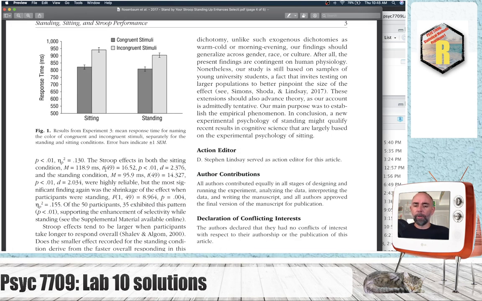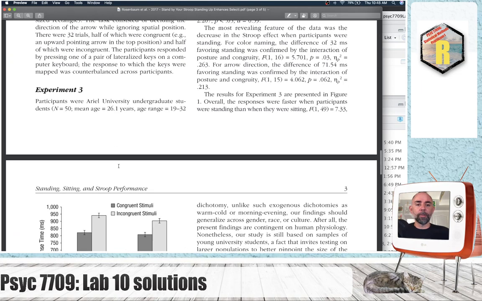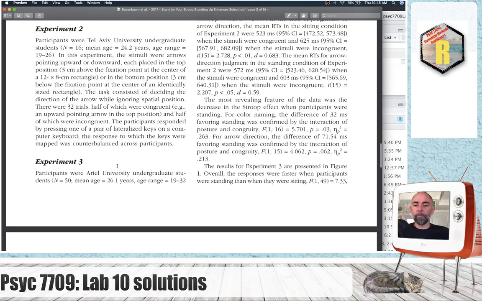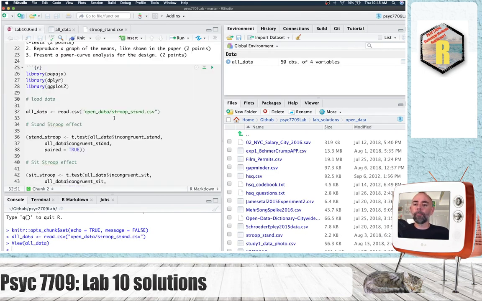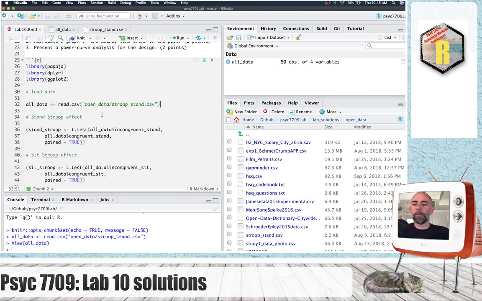For example, when they were reporting t-tests, we saw that the degrees of freedom was 49, indicating that there was 50 total subjects in those conditions. And they also say, probably somewhere, that n was 50. So these things are good to double check. So the first thing that I want to do is compute the Stroop effect for the standing condition.